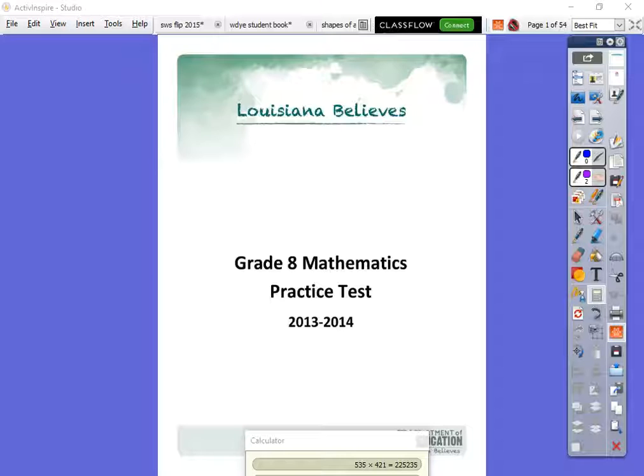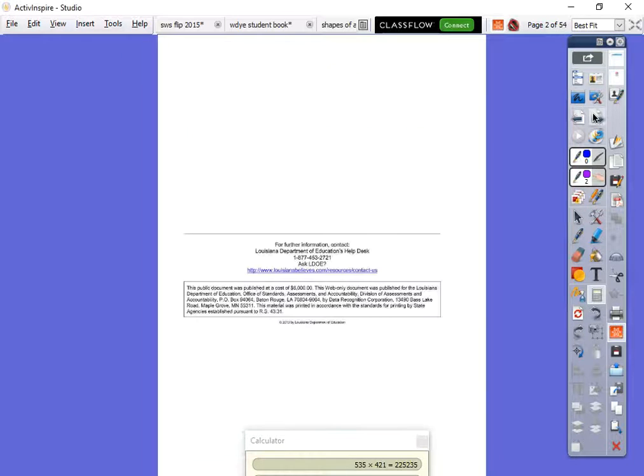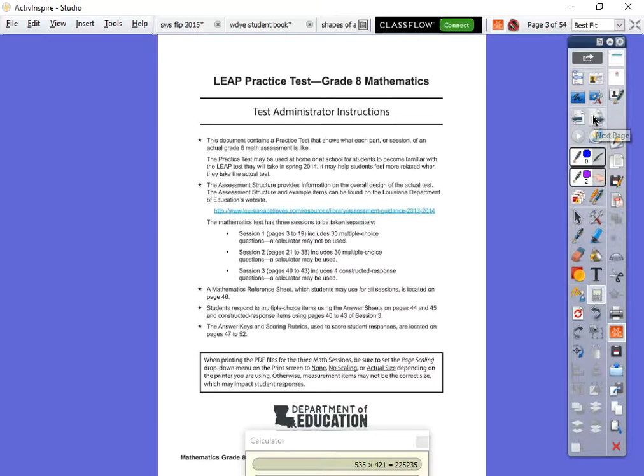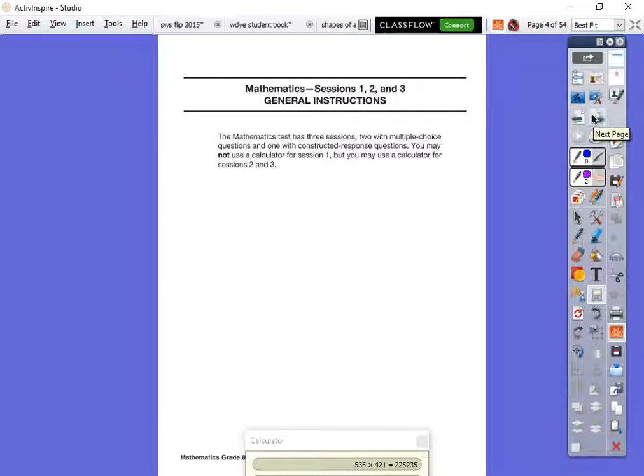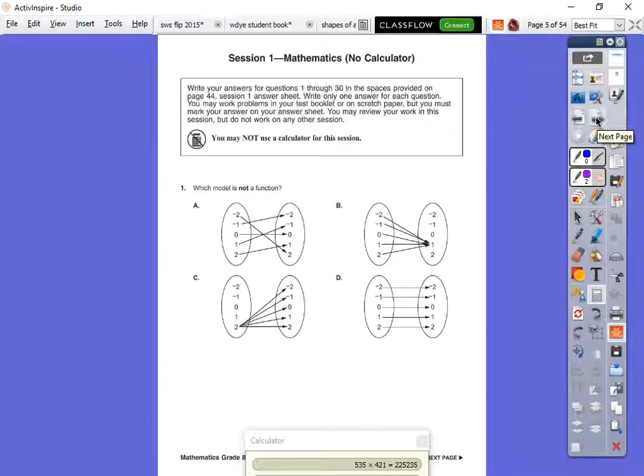And let's see what we get. All right. So we have a title page, administration instructions, blah, blah, blah. All right. So I am going to enlarge this.